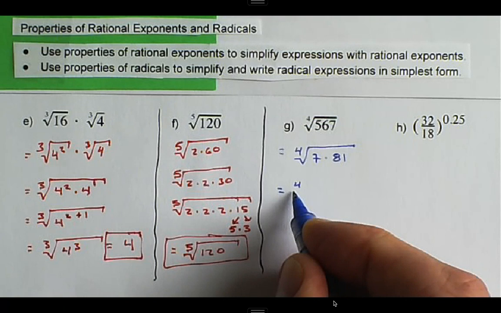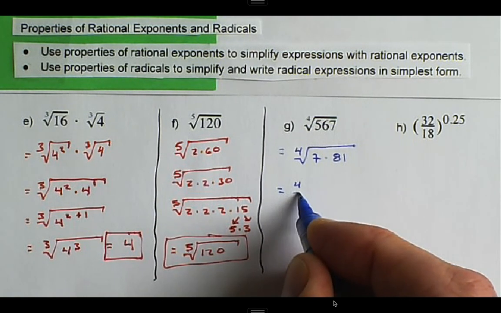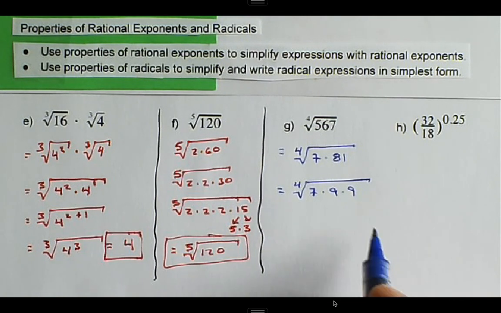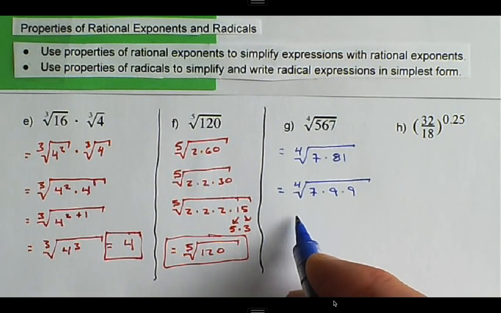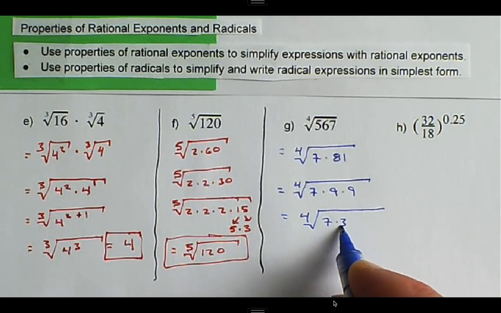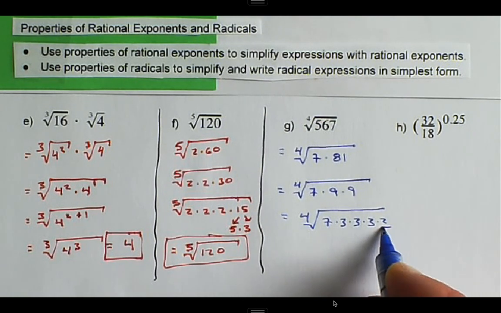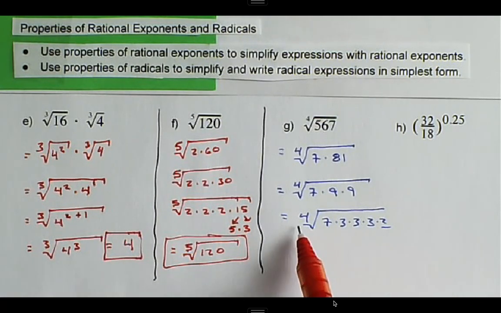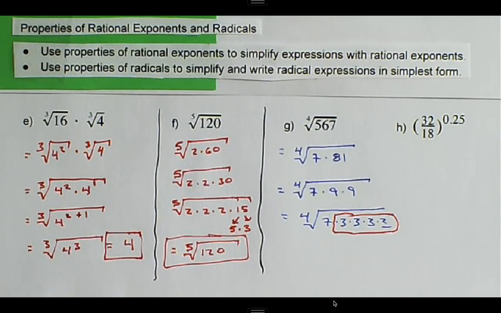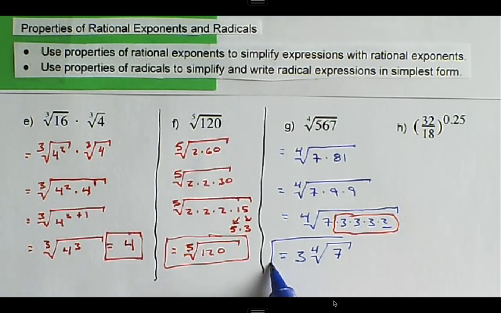And so we can divide 81. We can divide that into 9 times 9. And we know that 9 can be broken down into 3 times 3. And the other 9 can be broken down into 3 times 3. And so now we have the fourth root, and we have 4 3's under the radical. So we can take those 3's out of the radical and put them in front as just 1. So 3 times the fourth root of 7, and then this is the simplest form.